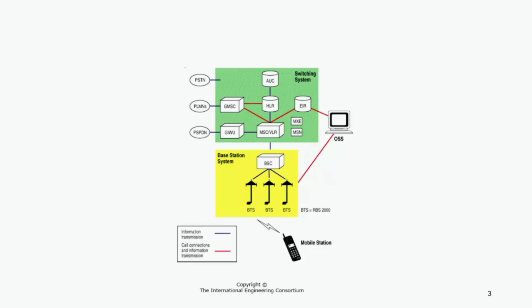Another component is GMSC, known as Gateway Mobile Switching Center. A GMSC is used to connect different networks. You can see here another component, PLMN, known as Public Land Mobile Network. It is directly connected to the Gateway Mobile Switching Center as you can see in the figure.